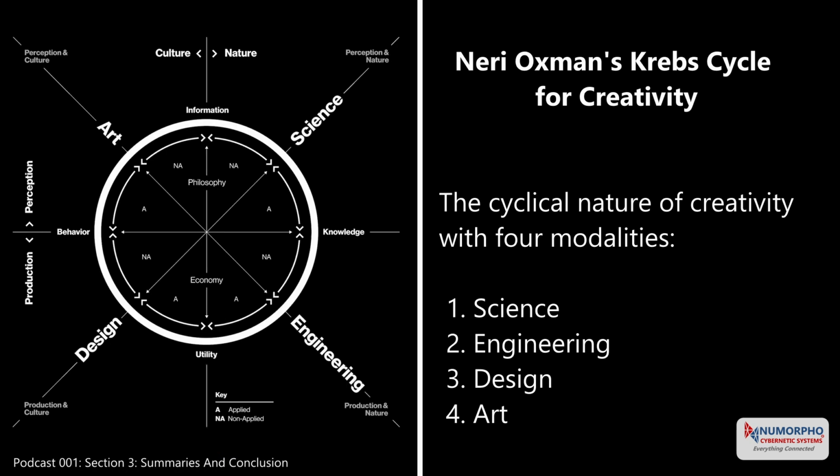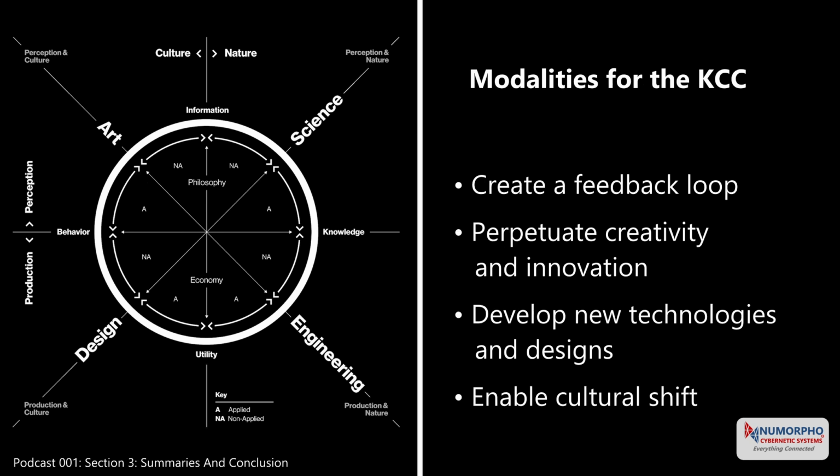Neri Oxman has used it to define creativity in design. Her Krebs cycle for creativity, KCC, is a framework that describes the cyclical nature of creativity with 4 modalities: science, engineering, design, and art. The idea is that each modality builds on the others to create a feedback loop that perpetuates creativity and innovation. Oxman suggests that the role of art is to question human behavior and create cultural change, while the other modalities are focused on developing new technologies and designs that can enable this cultural shift.